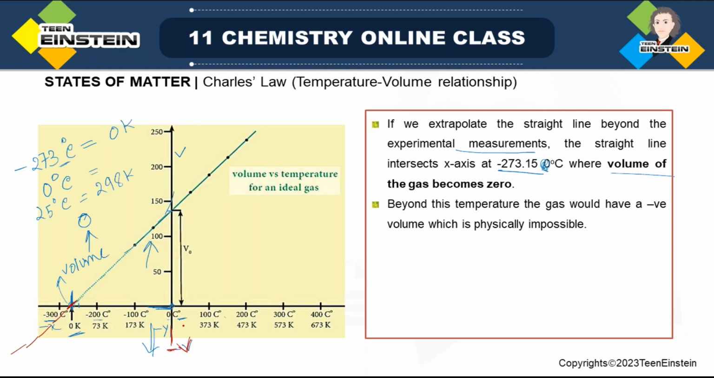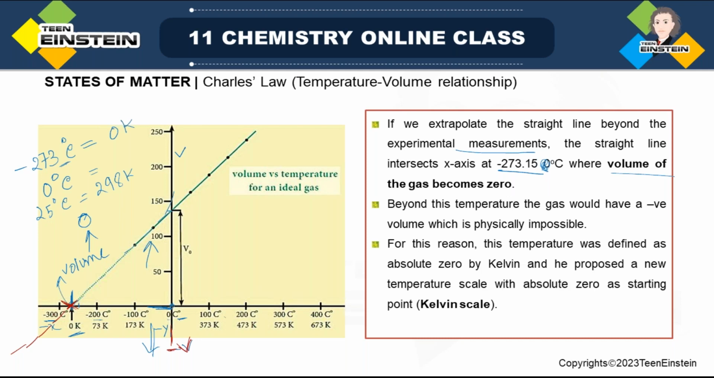It is physically impossible. So this is a maximum point you can reach, further you cannot move, right? So that is the reason this temperature value, minus 273, is considered as absolute 0 in the Kelvin scale. As we cannot move further because volume will be negative, which is not possible, because of this reason the temperature was defined as absolute 0 in the Kelvin scale.